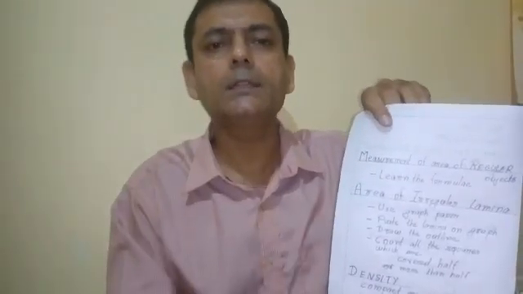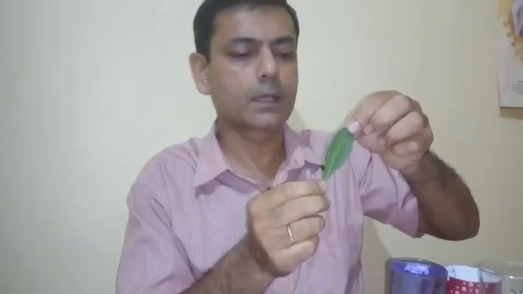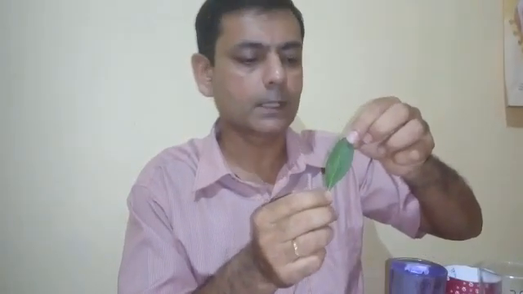Now let's move on to area of irregular lamina. Lamina is any thin sheet. So if we have an irregular shape, for example, look at this leaf. This is an irregular shape whose dimensions are not well defined. For such irregular shapes, to find out the area, we will need to use a graph sheet. For example, if I want to find out the area of this leaf.